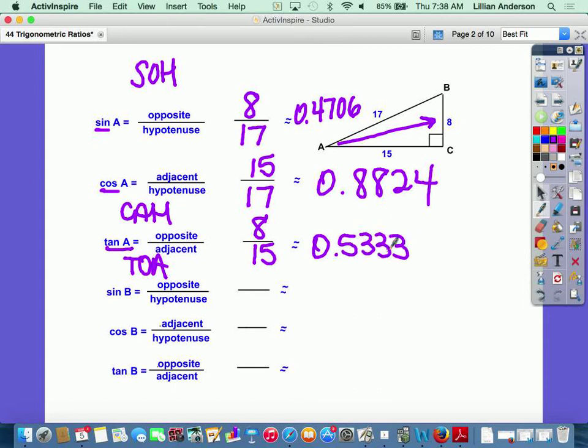And that's it to find your ratio, okay? The trick is you just have to figure out, okay, well, what is my adjacent side? What's my opposite? What's my hypotenuse? Okay? So, look down here at the next one.